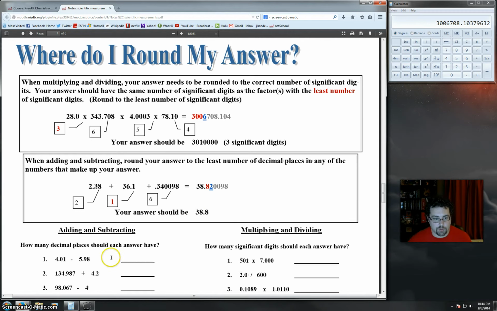Alright, let's do some of these ones down here just as an example. Okay, and I'll pause the video so you guys can figure those out. 4.01 minus 5.98. This first one has 2 decimal places. This one has 2 decimal places, which means your answer should have 2 decimal places. So let's do the math. 4.01 minus 5.98 equals negative 1.97. Alright, my answer should have 2 decimal places. It already does have 2 decimal places, so that is the answer, negative 1.97.